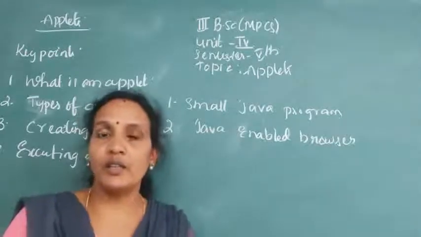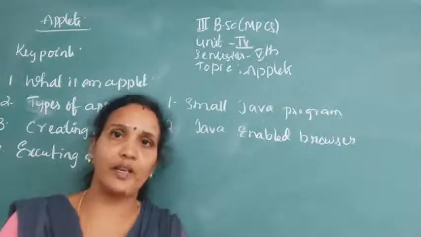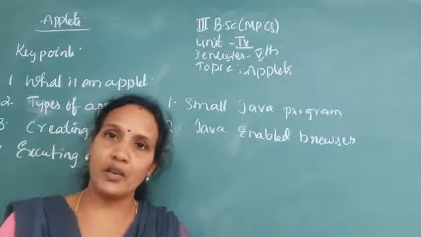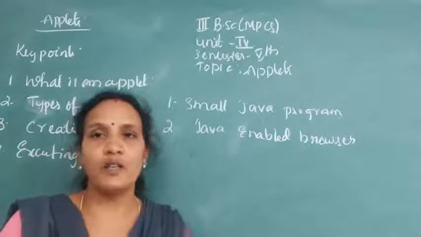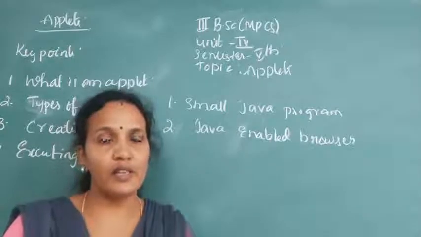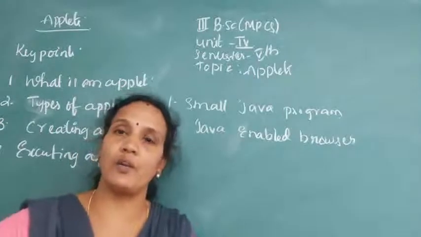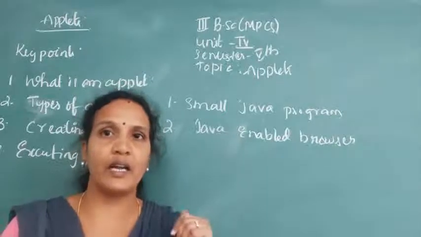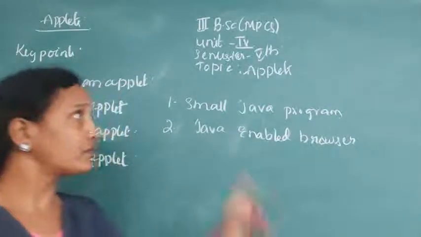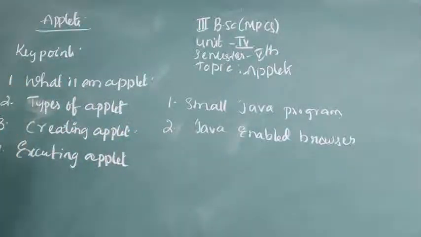Understood? So here we are not executing the program using a Java interpreter, we are executing it using a browser. If the browser is executing something, it is displayed on the browser window, which means your Java program is connected with the web page. You can connect your program to the internet. That is a very important key point regarding applets. So an applet is a Java program and it is executed by the browser. Understood? These two points are very important.